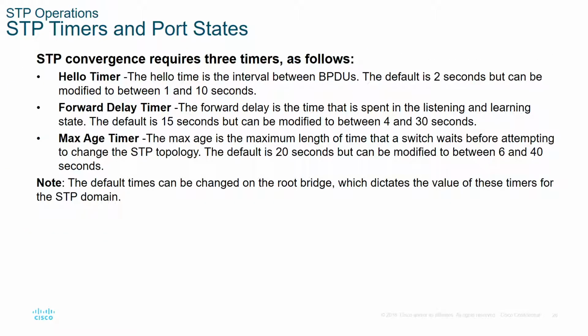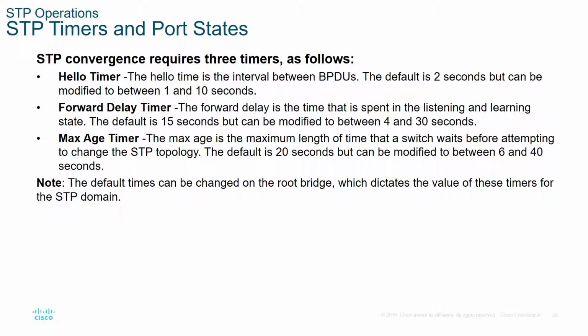So spanning tree protocol timers and port states. Spanning tree protocol convergence requires 3 timers. These are as follows. So we've got the hello timer. The hello timer is the interval between bridge protocol data units. The default is 2 seconds, but can be modified. Again, this is a modification that a network administrator might make, between 1 and 10 seconds.